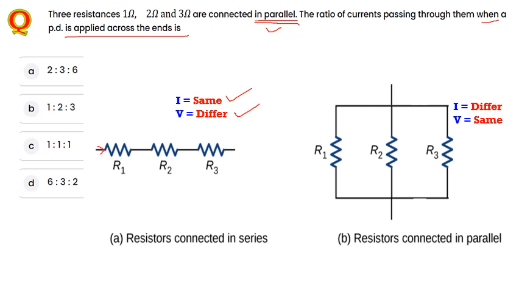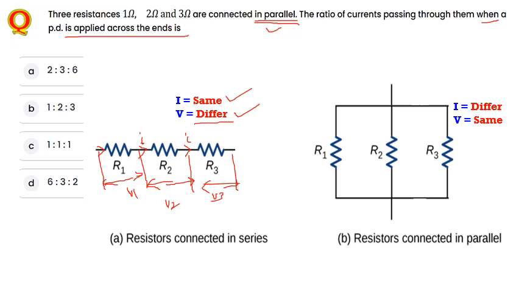Now in this case, the current will be high here and here also. But the potential difference across the first resistor we can mention as V1, across the second resistor as V2, and similarly in the third one as V3. So for resistors connected in series, the potential difference V differs across each resistor.